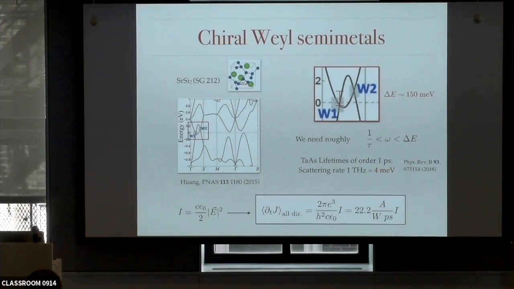Okay, and so if you want to know the number that you get from this combination of fundamental constants, you can write it like this. You can replace the electric field by the intensity of the light, and then you put it back in the equations, and you do this directional average that I was mentioning. And what you get is 22.2 amps per watt per picosecond. Okay, times the intensity, so the effect is linear.